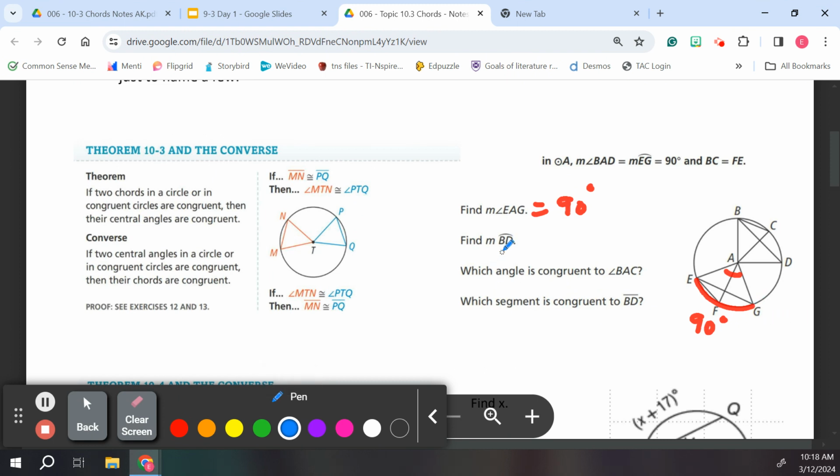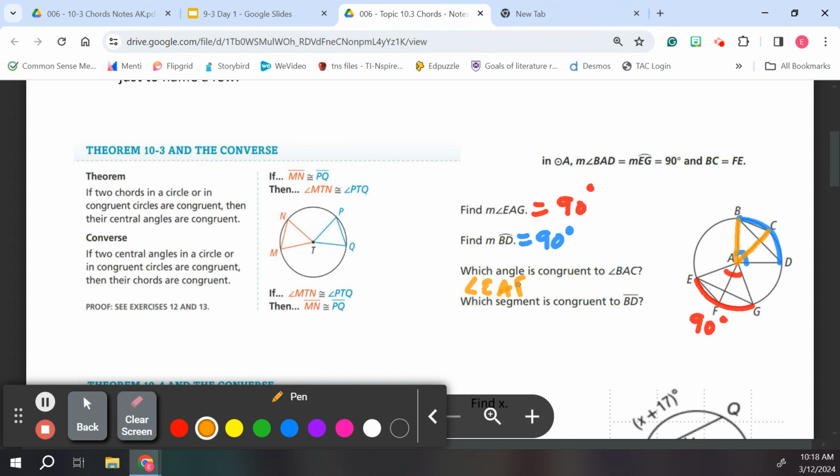Now they want to know about arc BD. Well, here is B to D. And we said that angle BAD, this right here, is also 90 degrees. So that makes arc BD also 90 degrees. And then they're asking which angle is congruent to BAC. So here's B to A to C. So they're talking about this little guy right there. They want to know which angle would be congruent. So in this case, it would be E to A to F.